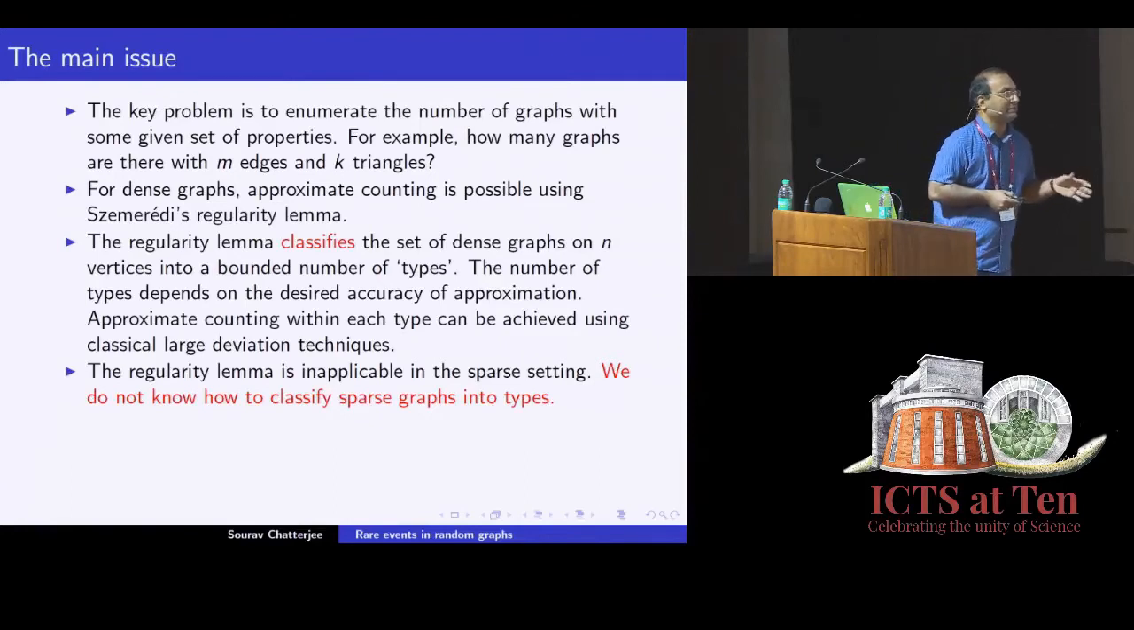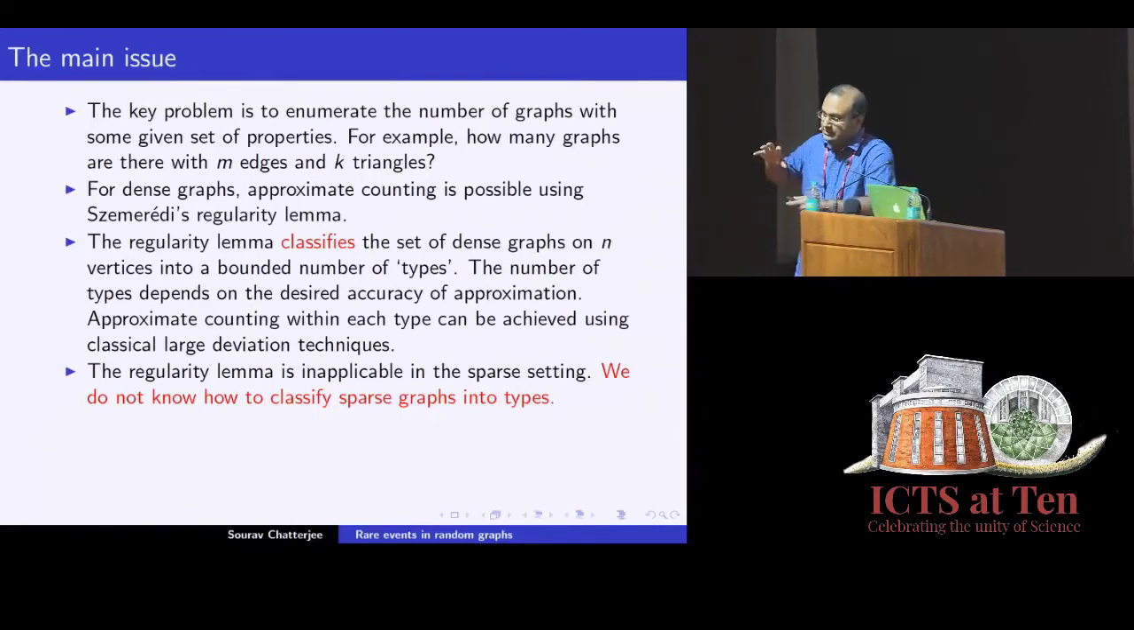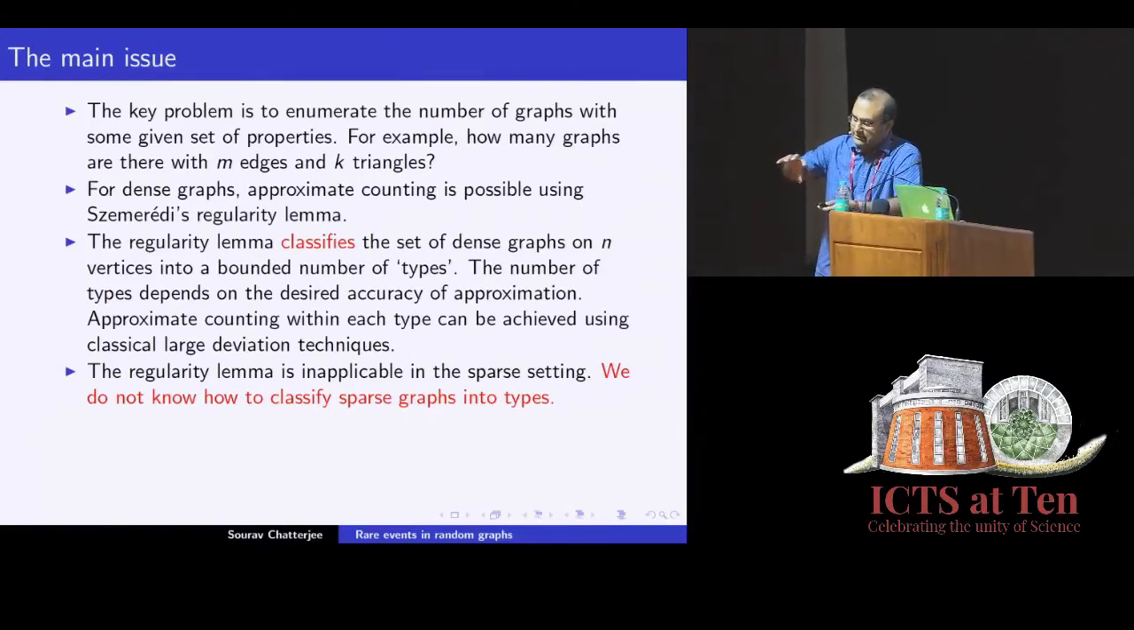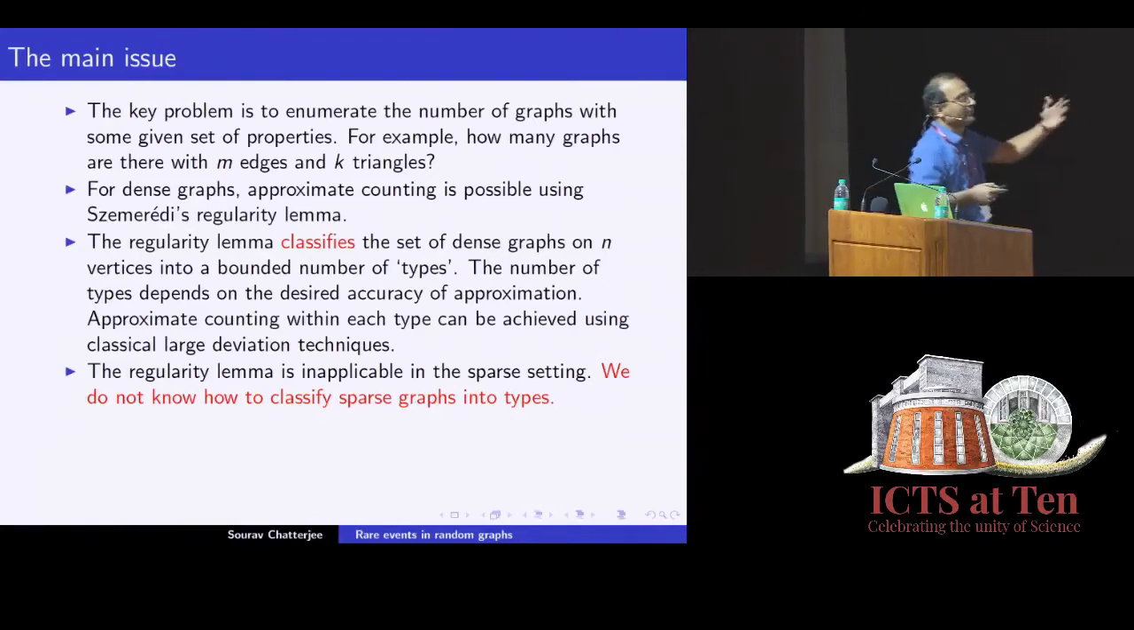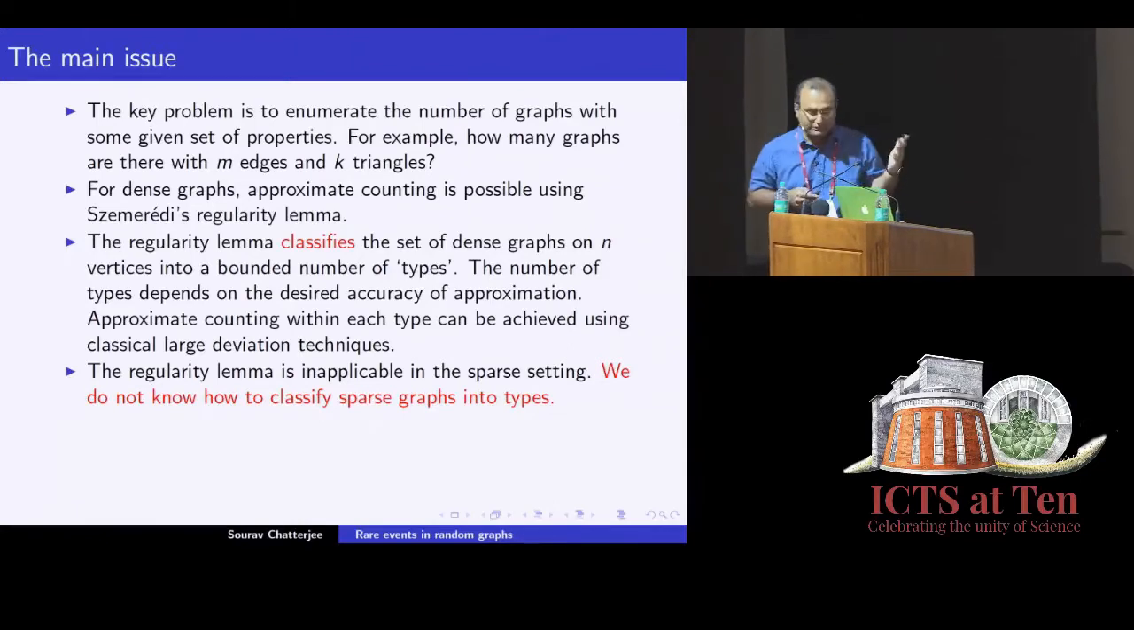Now, in the sparse setting, we do not know how to do this kind of classification. Ideally, you would want a classification where in each class, you would be able to tell how many triangles it has, how many other subgraph counts, and so on. In the sparse setting, we do not have this kind of classification. So in what graph theorists would call a counting lemma, we don't have that.